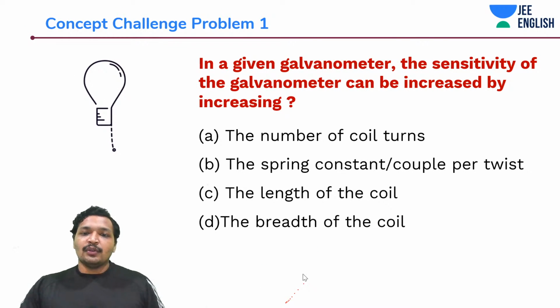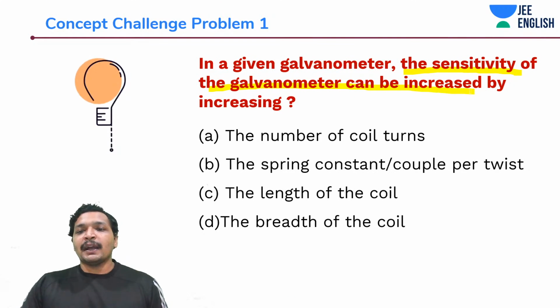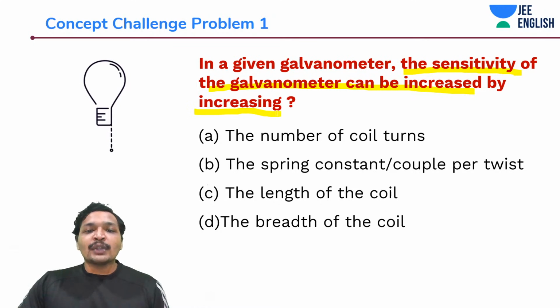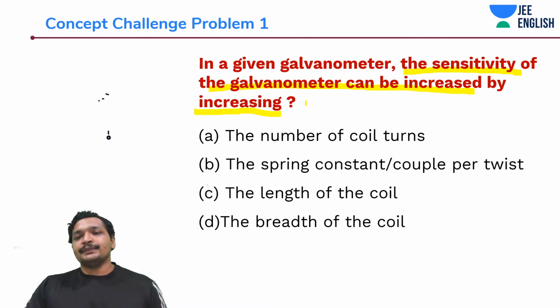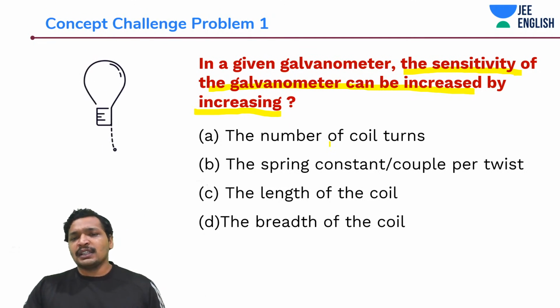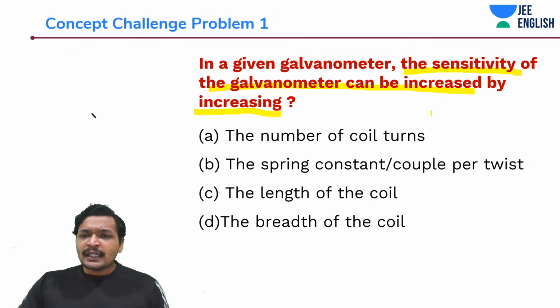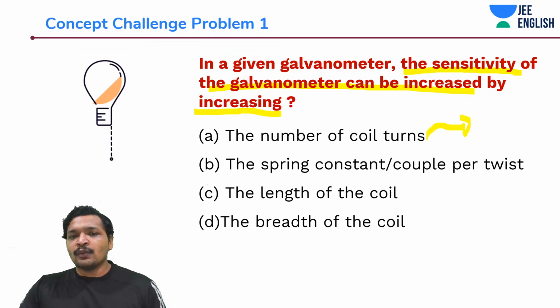Now tell me, in a given galvanometer, the sensitivity of the galvanometer can be increased by, let's say I have a galvanometer, I want to increase its sensitivity. Sensitivity means current sensitivity. Then what would I do? Or even, you can take voltage sensitivity in this case. Can I increase the number of coil turns? By increasing the number of coil turns, will I get more sensitivity?